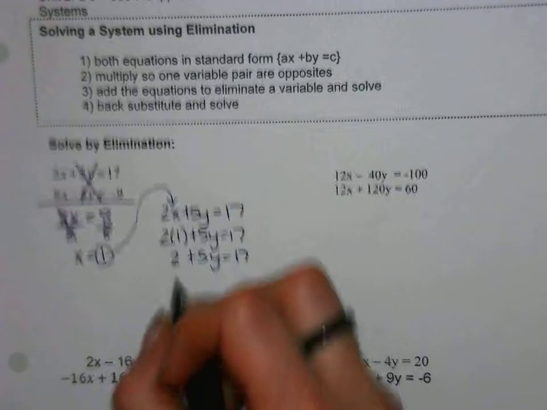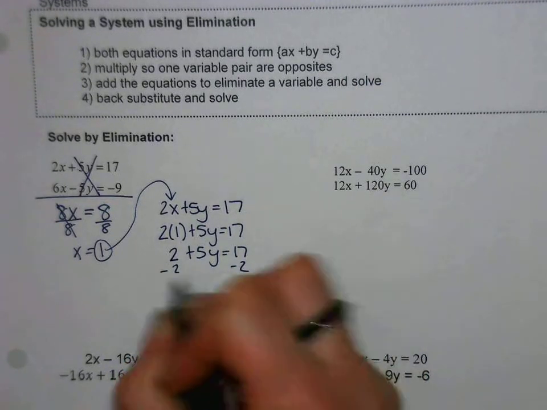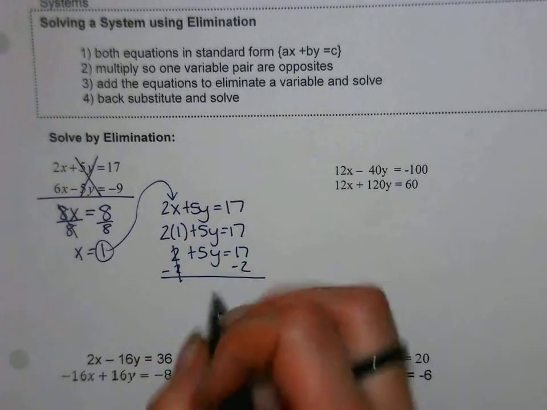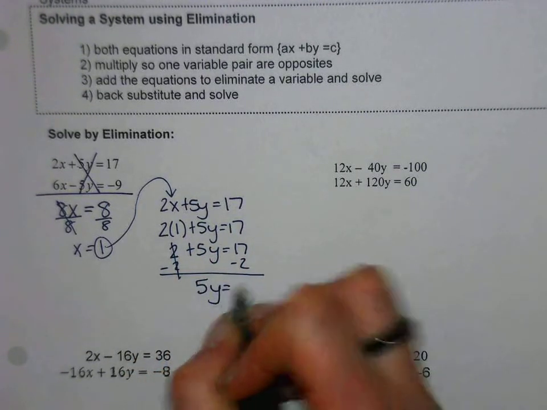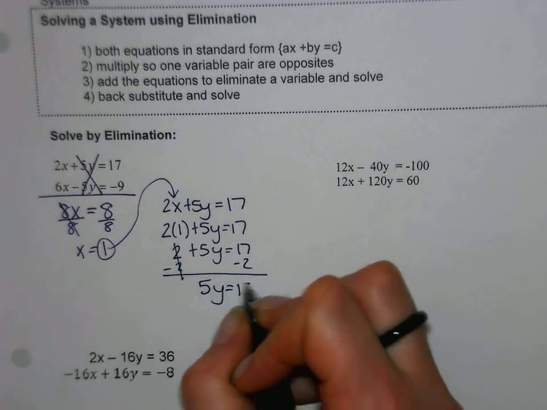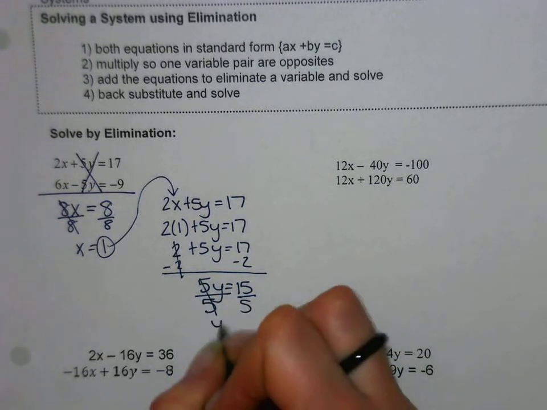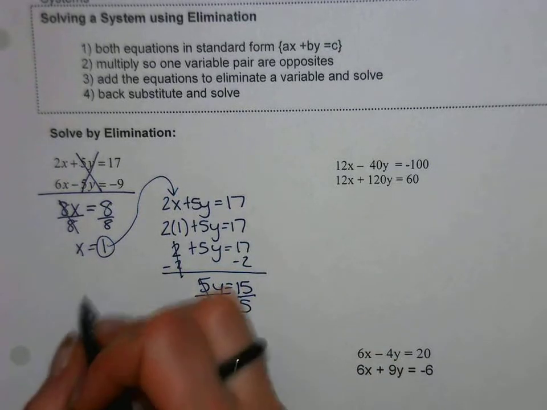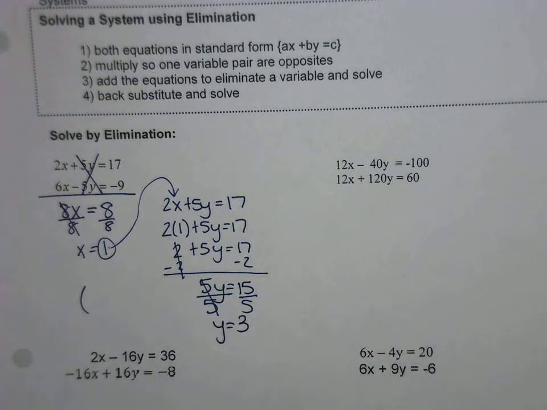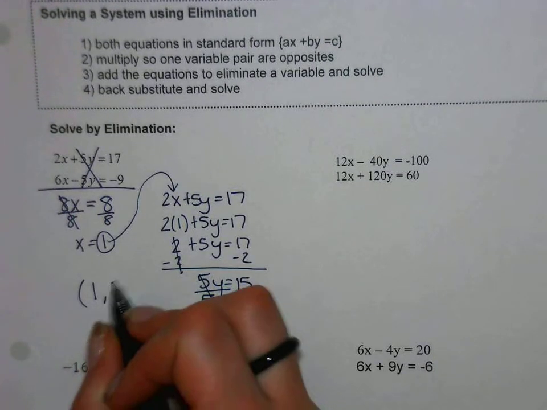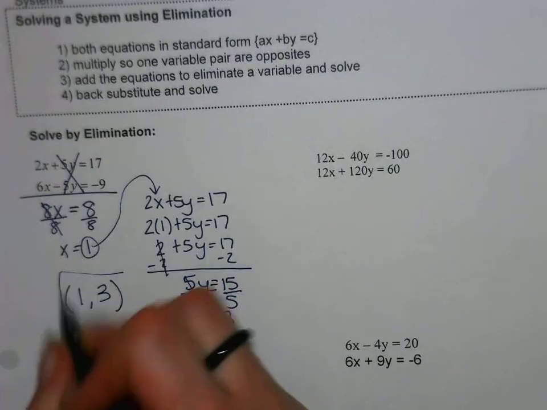So I'm at a two-step equation. So I'm going to subtract 2 from both sides of the equal sign. These become 0. So 5y equals 17 minus 2 is 15. Divide both sides by 5. Y equals 3. So our solution to this system of equations is x is 1 when y is 3.